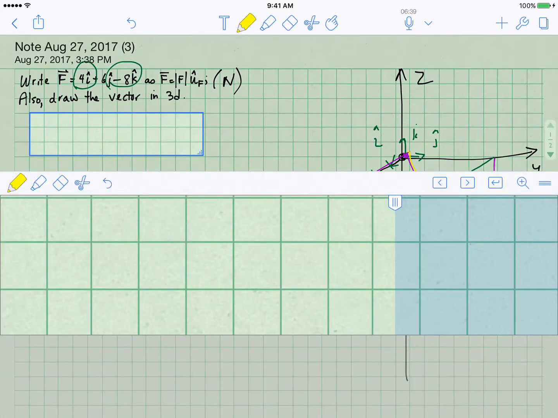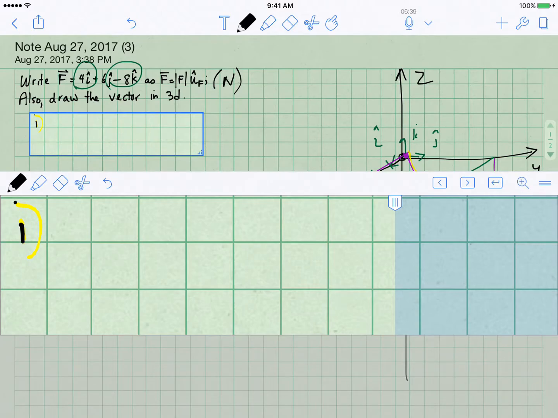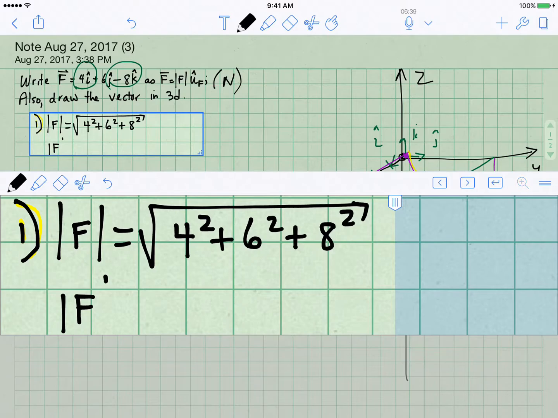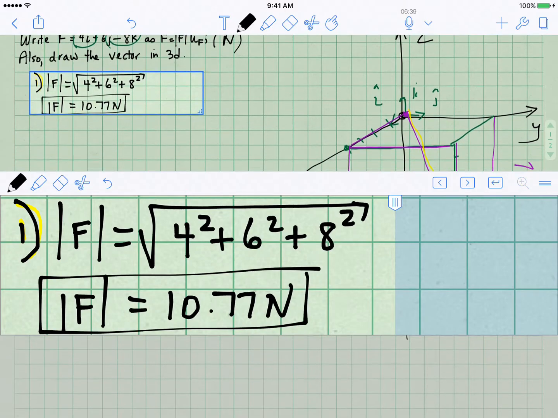So first step in writing a unit vector is to calculate the magnitude. The magnitude of F may be found by taking the square root of the individual components here. So we'd have 4 squared plus 6 squared plus minus 8 squared, which is the same as 8 squared, so I'm not going to write that. And we end up finding that the magnitude of F is equal to 10.77 newtons. So that's our magnitude. Let's put a box around that.